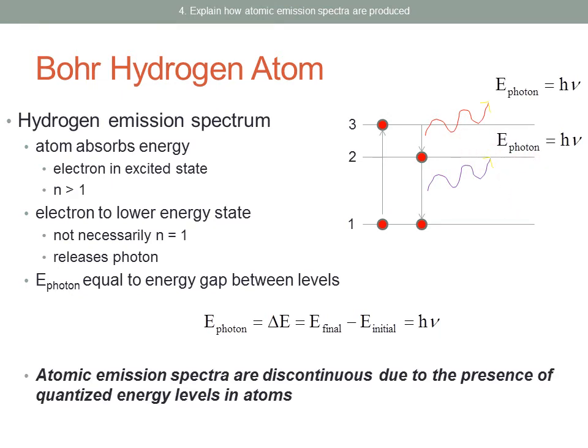So to summarize all of this, if you're going to remember one thing from this video, it would be the statement we have here at the bottom now. It simply says the atomic emission spectra are discontinuous due to the presence of quantized energy levels in atoms. In other words, these photons that are being emitted cannot have any random amount of energy. They can only have a certain amount because the gaps in the energy are quantized, because the energy levels that make up atoms are quantized as well. Atoms cannot have any random amount of energy.